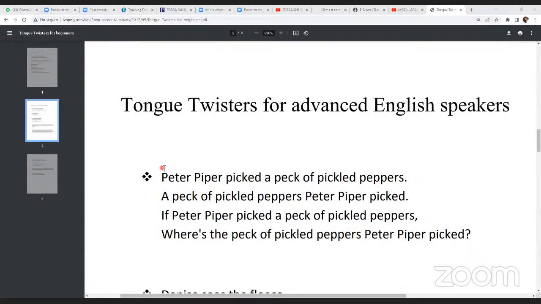Fast, please. Okay, Peter Piper picked a peck of pickled peppers. A peck of pickled peppers Peter Piper picked. If Peter Piper picked a peck of pickled peppers, where's the peck of pickled peppers Peter Piper picked? All right, very good. Good job. It was a good one. But the previous tongue twister was a little bit more difficult, right?